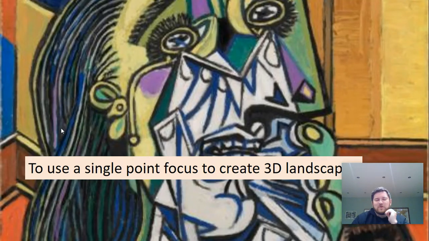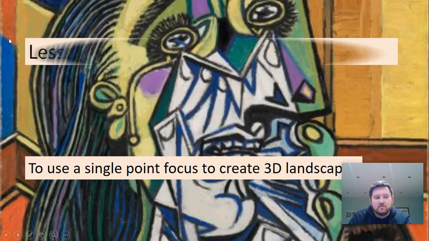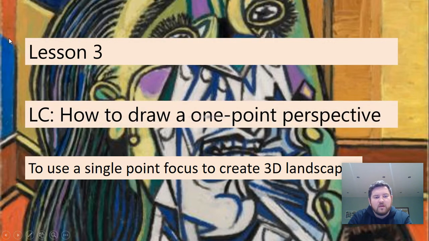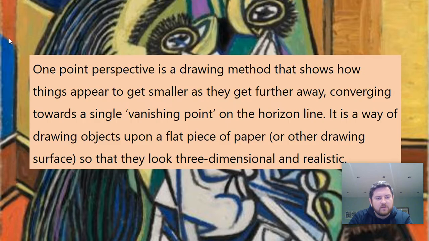So, hello Year 6, welcome to our third art lesson, not English lesson, sorry, of the week. And today we're looking at using a single point of focus to create a 3D landscape. So, how to draw a one-point perspective. And perspective is the key term that I hope you really understand by the end of this lesson.